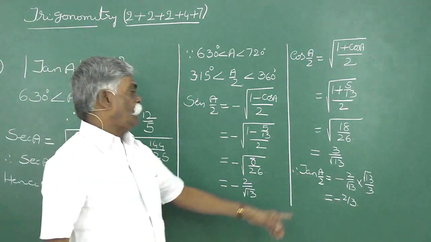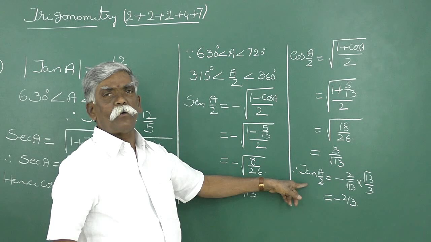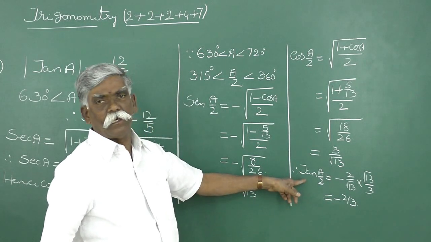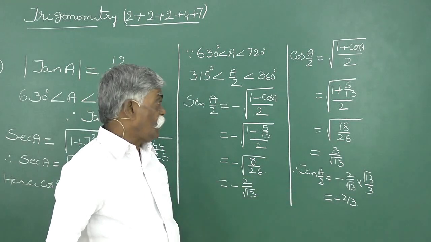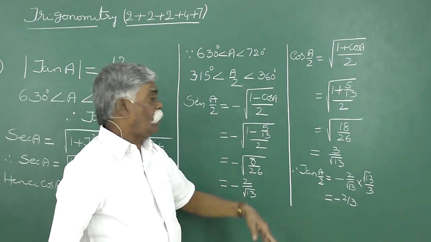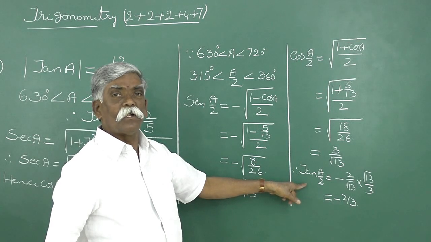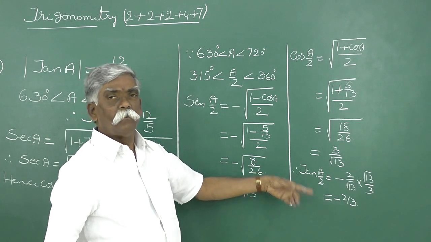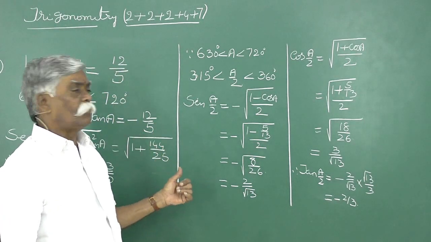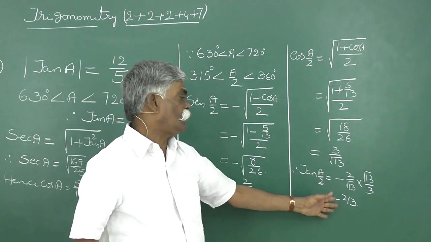If tan A by 2 is only asked, we will write it as tan A by 2 equal to square root of (1 minus cos A) by (1 plus cos A), and we have to take the negative value because A by 2 is in the fourth quadrant. That means if these two are not asked to calculate, then tan A by 2 is equal to minus of square root of (1 minus cos A) by (1 plus cos A). But here, since we are asked to calculate sin A by 2 and cos A by 2, directly tan A by 2 is equal to sin A by 2 by cos A by 2, which means minus 2 by 3.